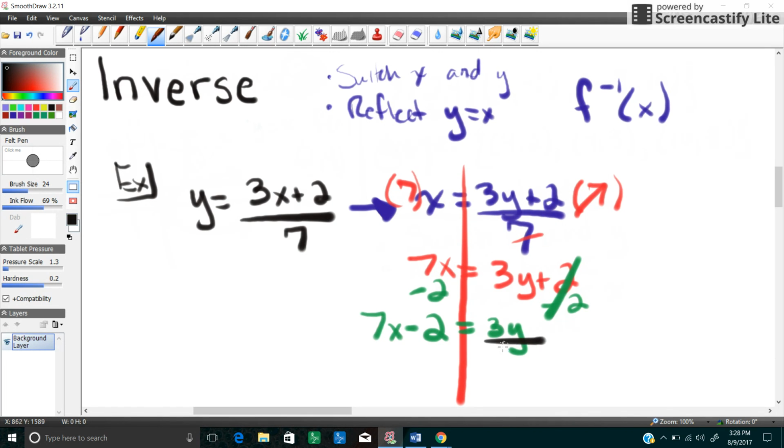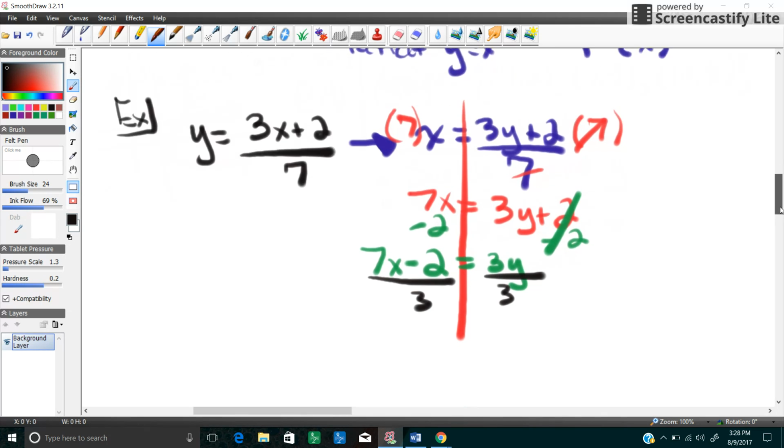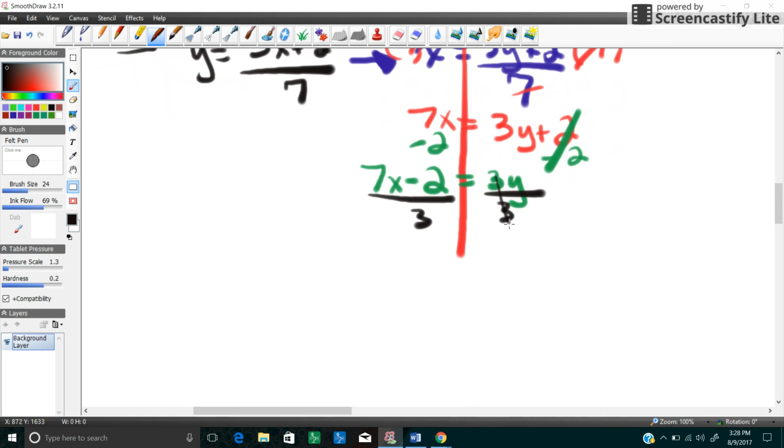The last step for this problem is going to be a division by 3, because that's what's next to the y. So we divide everything by 3, and we're left with y is equal to all of this. Now at this point, if we can simplify, let's say this was a 6, we could have said 6 over 3 is 2. But luckily for us, these are all prime to each other, 7, 2, and 3. They don't divide into each other at all, so we can just leave it like that. So 7x minus 2 over 3.